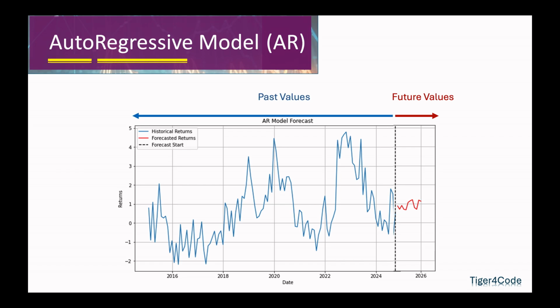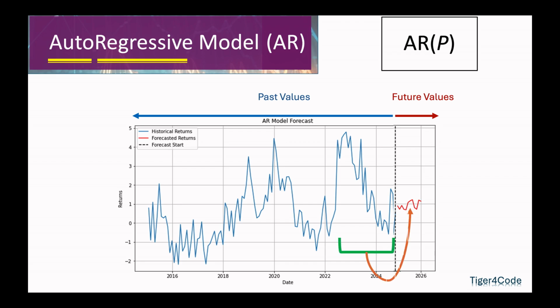The AR model has a main key parameter, P, which defines the number of previous values or lags used to predict future values. This parameter is referred to as the order of the AR model. You might think that including more past values in the forecasting process would always improve the model, but that's not necessarily true. A high value of P can lead to overfitting, where the model captures noise rather than meaningful patterns, making it less effective at generalizing to new values.